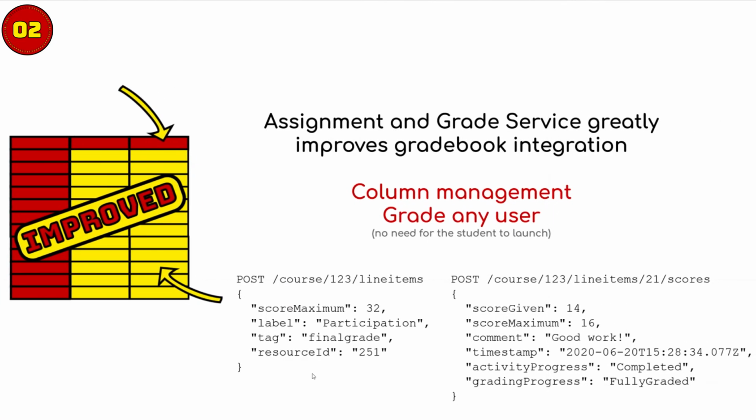So in the assignment grade service, you're not just limited to returning a single grade to the users that did launch a given link. Now you can actually create your own gradebook columns, and you can return a score to any user. So you don't have to wait for the user to click on a link to be able to return a score for that user.